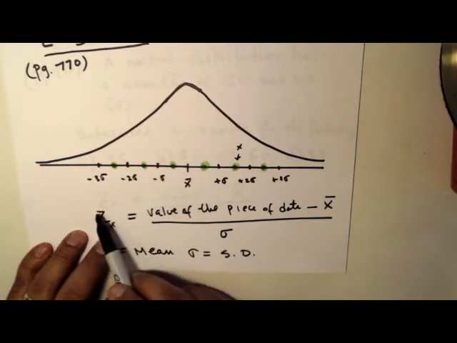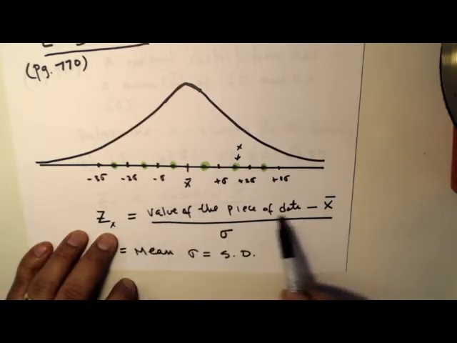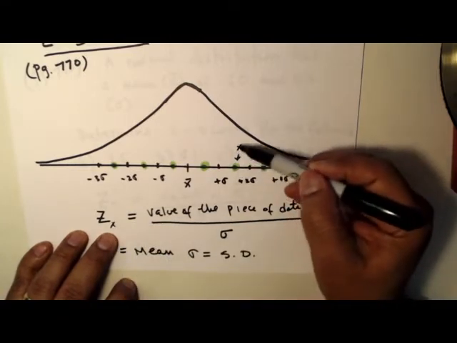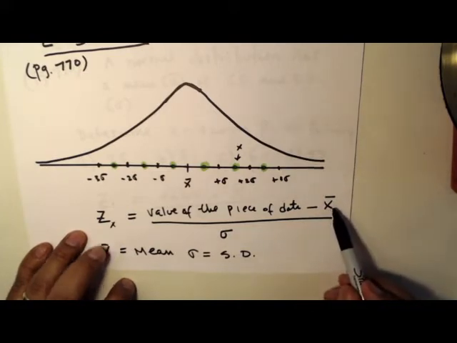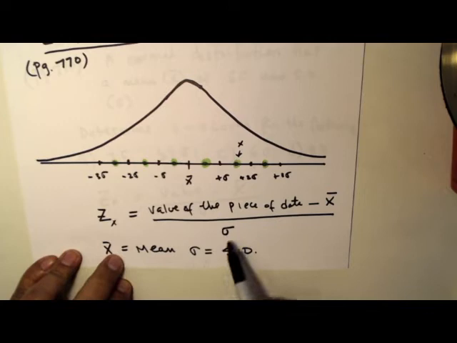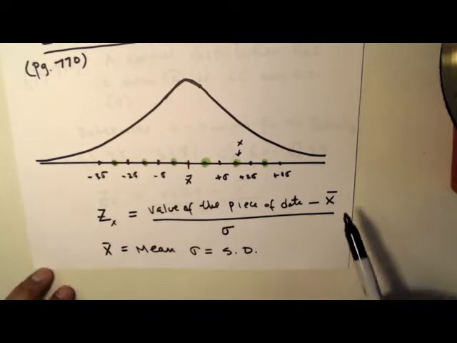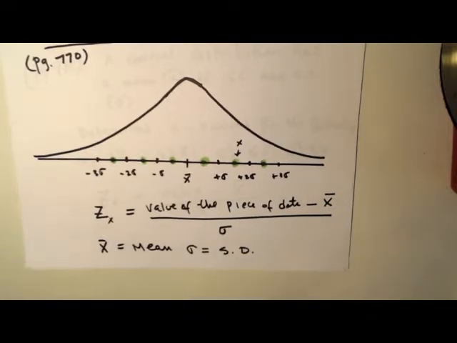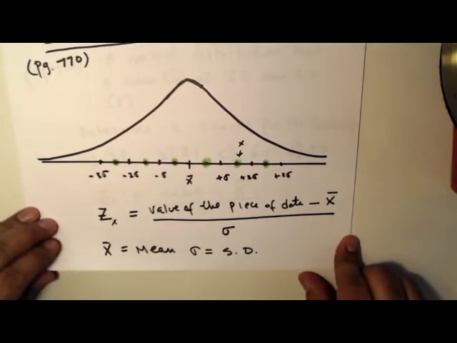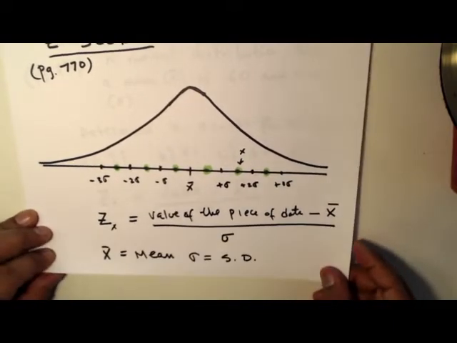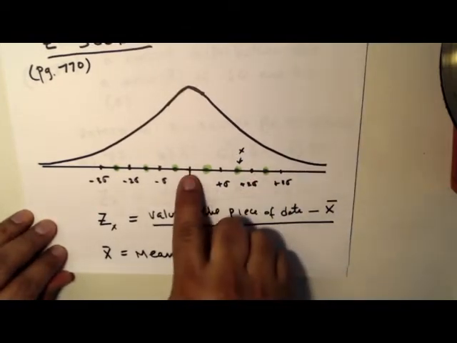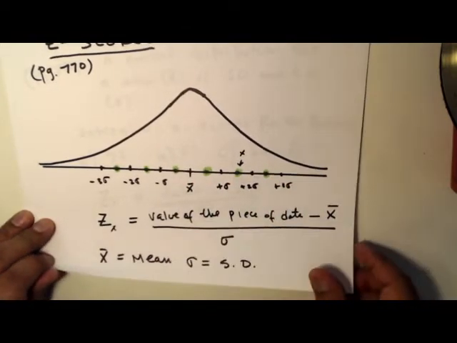So the formula says that the Z-score for x is equal to the value of the piece of data, which in this case is this one here, minus the mean, right? So this is the mean, and the sigma is our standard deviation. So we need to know the mean, we need to know the standard deviation, and we know how to calculate those terms manually. We already calculated those early in the chapter. So this is where we come together and try to solve problems that are in between the standard deviation points.